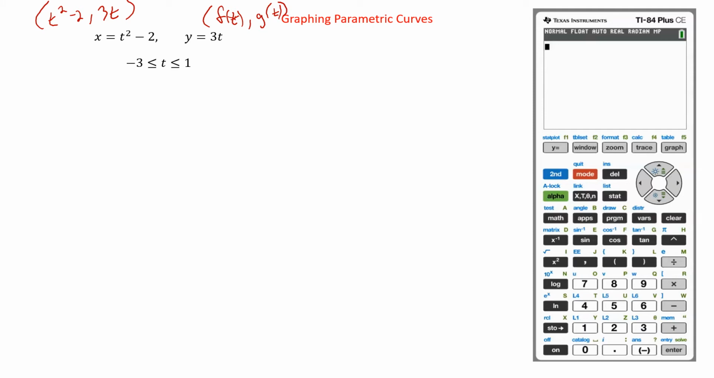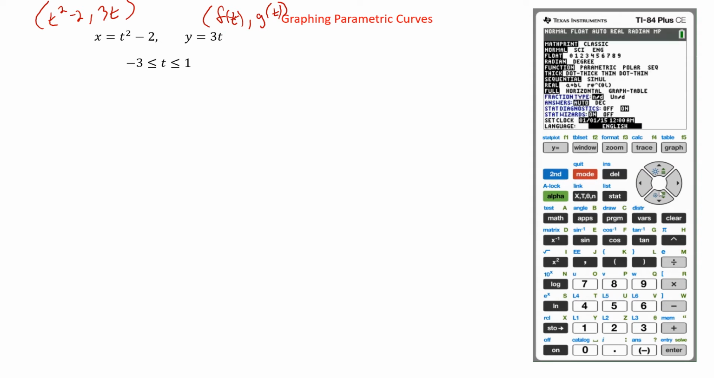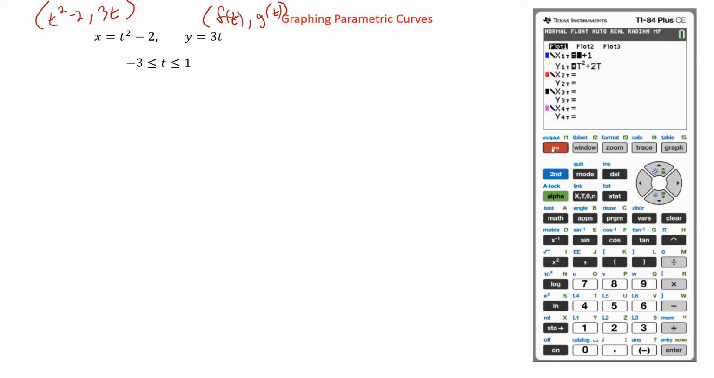It was jumping around a little bit, and so you'll see what I'm talking about, but I apologize for that in advance. So the very first thing we'd want to do is go to the mode button, and we need to change the mode to parametric from function. And now if we go to y equals, notice it's not y equals anymore. It's x equals, y equals. So we have x1, y1, x2, y2.